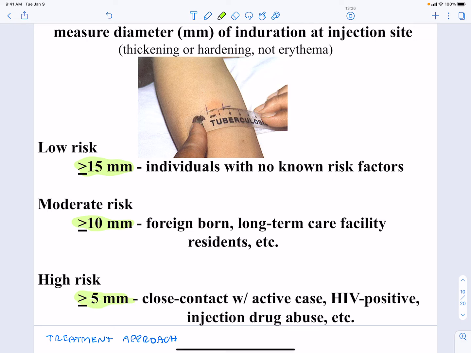And when somebody's positive, that's not the end, of course, of their testing, as many people know. You'd then go on to get an X-ray or take one of those other tests that we just talked about.